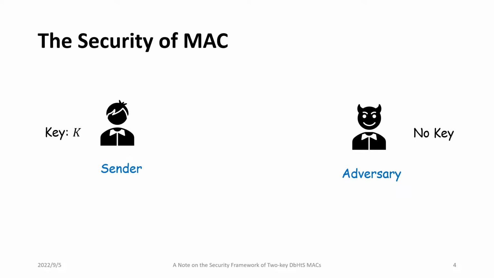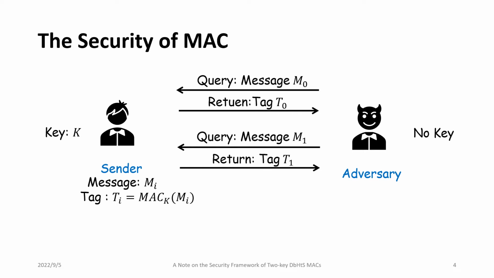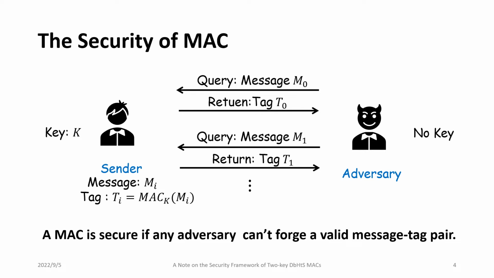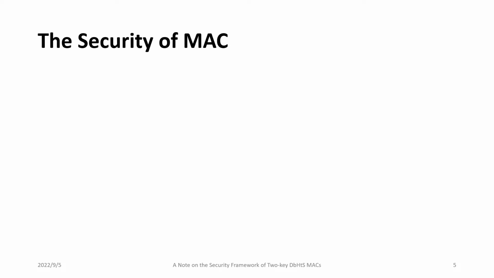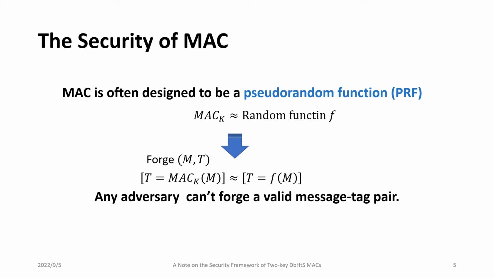Then we define the security of MAC by an experiment. In this experiment, we replace the receiver with an adversary who doesn't have the secret key. The adversary can query messages many times. We say a MAC is secure if any adversary can't forge a valid message tag pair. MAC is often designed to be a pseudorandom function. For short, we call it PRF. It is difficult to forge for a PRF. Therefore, such MAC is secure.